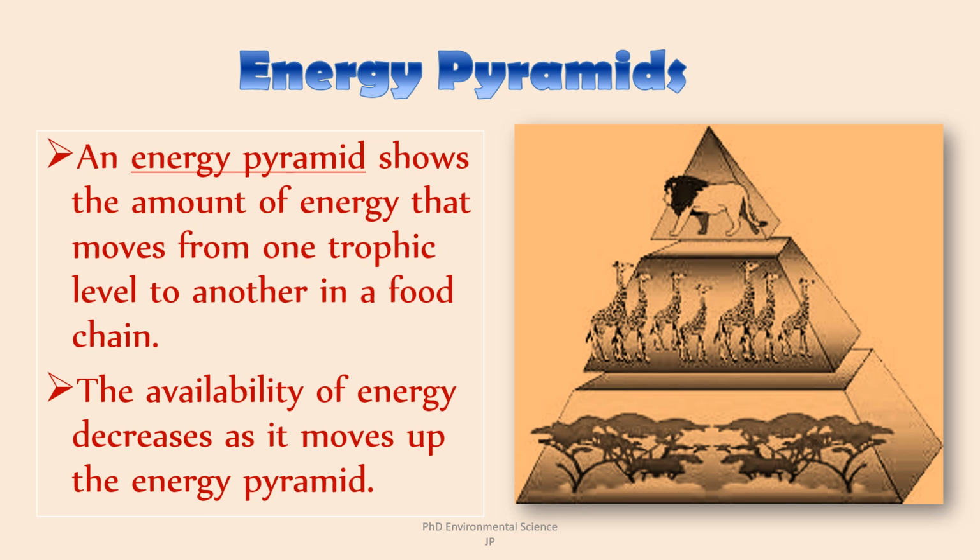Hello everyone. So today let's study about energy pyramids. An energy pyramid is a graphical representation that shows the amount of energy available at each trophic level in a food chain. It is typically like a pyramid because the amount of energy decreases as it moves from one trophic level to the next.